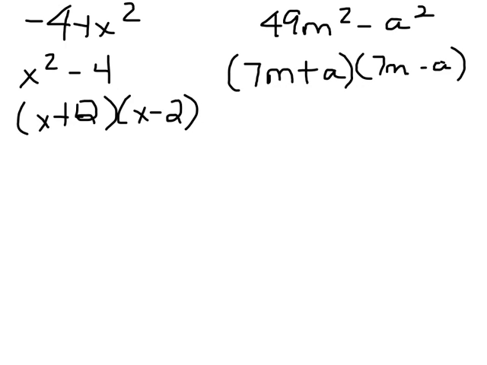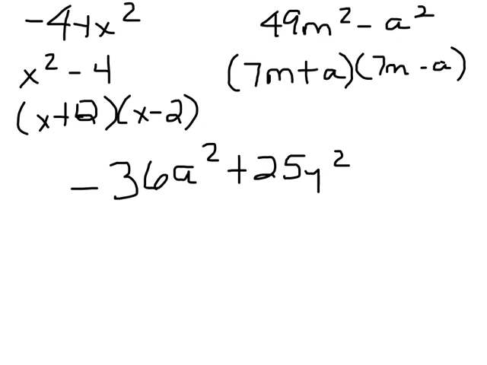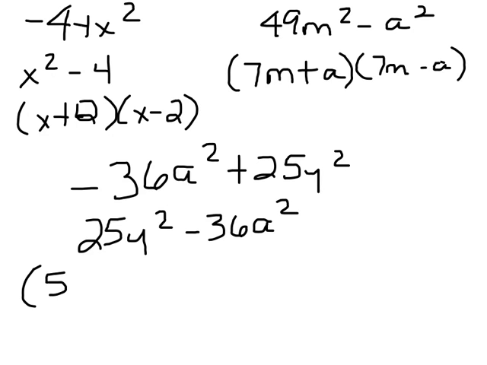Alright, and finally, it's given to us in the book, example 73.3, as negative 36a squared plus 25y squared. I need to turn that around so that it's a difference of two squares. 25y squared minus 36a squared. And then I can factor 5y plus 6a, 5y minus 6a.